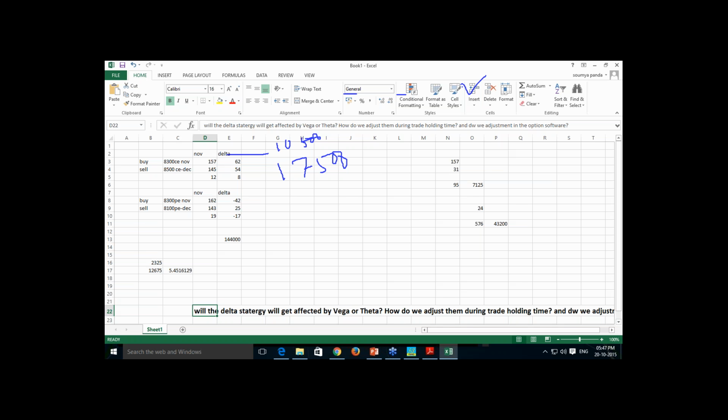It is not that you should always form delta neutral, always Vega neutral, or always theta neutral. For that reason I have told you that to be a successful option strategy trader, you must understand the Greeks very well. Then you must see which Greek is utilized for what purpose. Then you fix your objective.